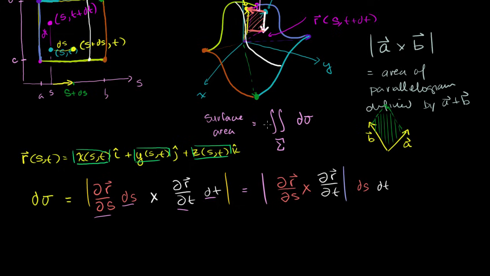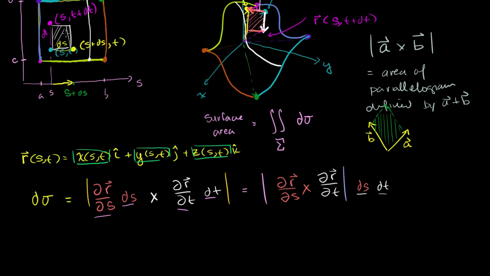So I wrote this here. Hey, maybe our surface area is the sum of all of these little d sigmas, but there's no obvious way to evaluate that. But we know that all of the d sigmas are the same thing as if you take all of the ds's and all of the dt's. So this is a ds times a dt, right?